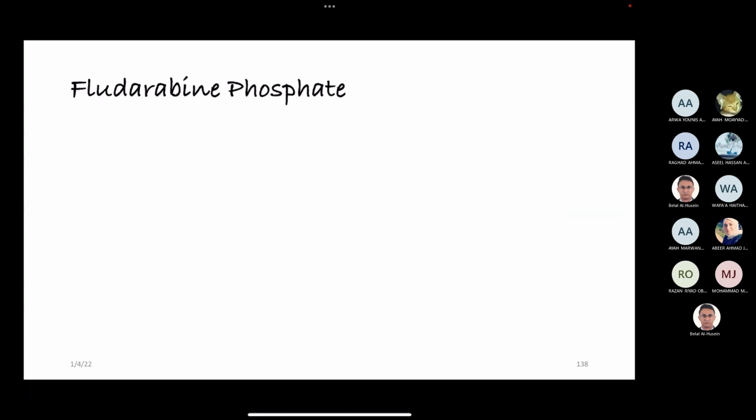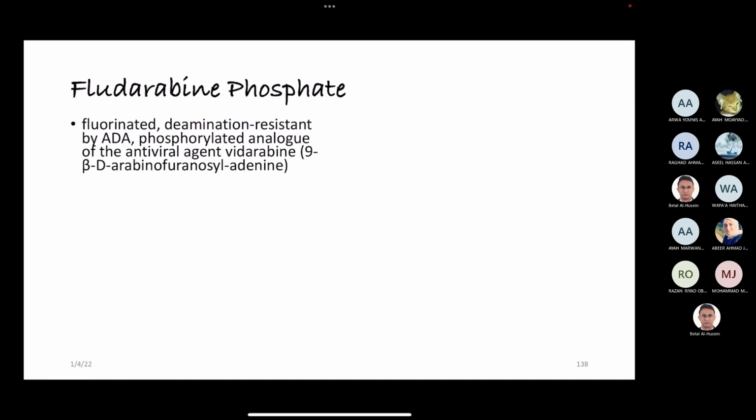Fludarabine is found in the phosphate form, and Fludarabine and Cladribine and Pentostatin, those are 3. They are highly associated with suppression of T helper cells or CD4 plus cells. So they tend to cause opportunistic infections more than others. So Fludarabine is a 9-fluorinated analog of an antiviral agent اسمه Fludarabine.